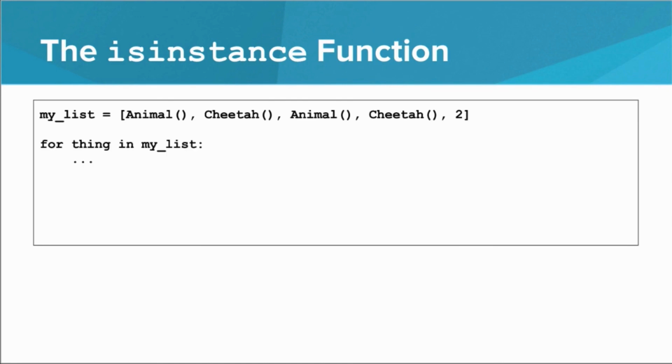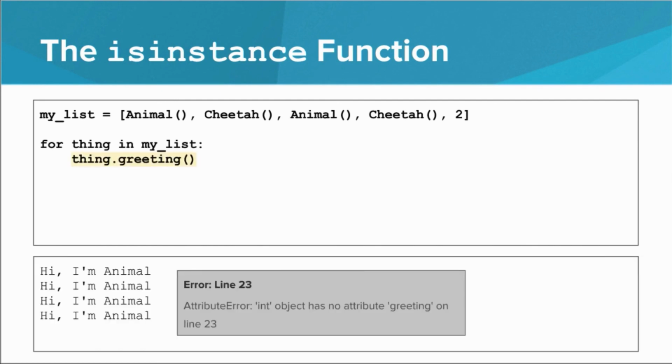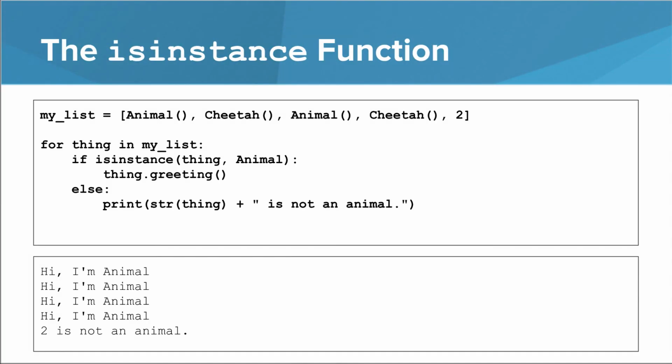The same way you would on the right side of the equal sign if you were assigning these instances to variables. Now let's say you write a for loop over your list, and what you want to do is call the greeting method on each thing that is actually some type of animal. If you just call thing.greeting, without checking first to see if it's an animal or a cheetah, you'll end up accidentally calling the greeting method on the number 2, which doesn't have a greeting method. What you have to do is use the isinstance function. This function takes 2 arguments, an object and a class name, and returns true if the object is an instance of the class or an instance of a subclass of the class, and false otherwise.